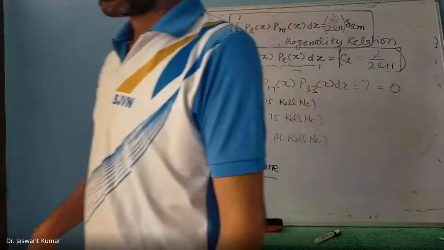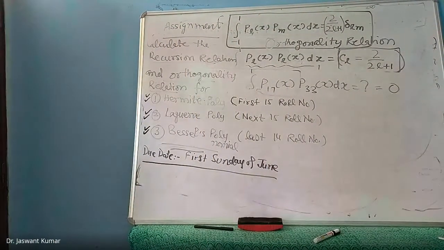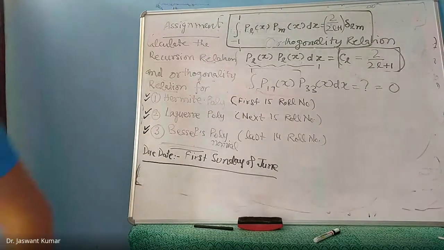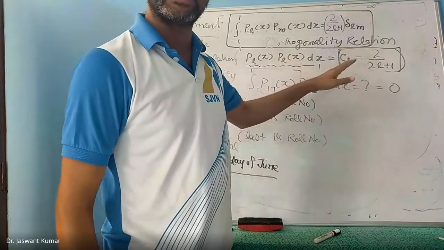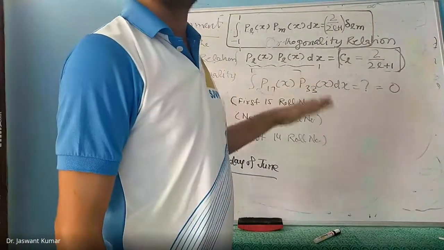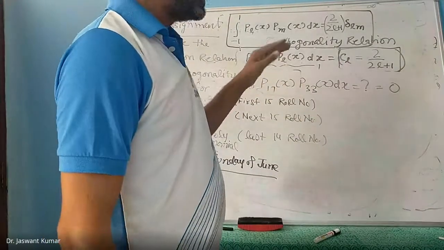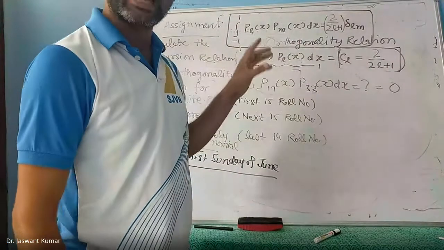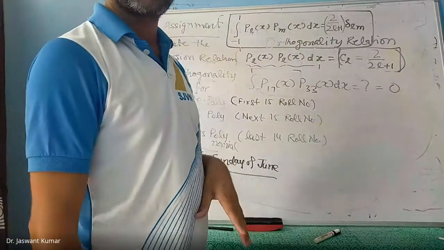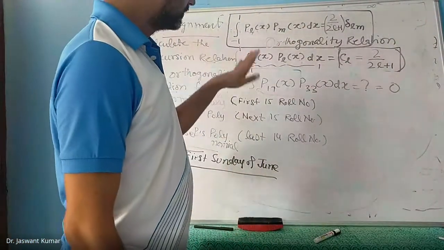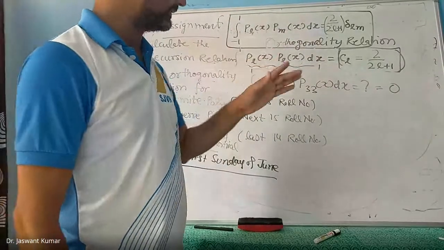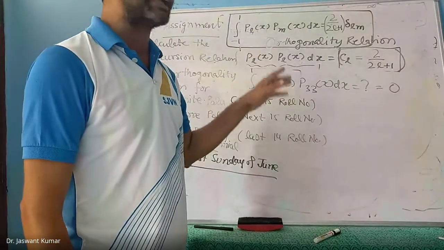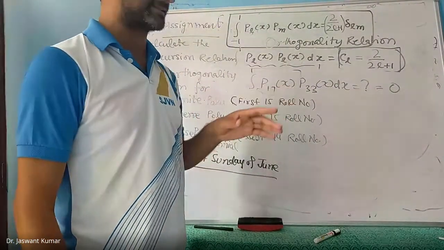So until now we have been discussing the Legendre polynomials and the other polynomials. In unit 2, we need to discuss something known as associated Legendre polynomials.